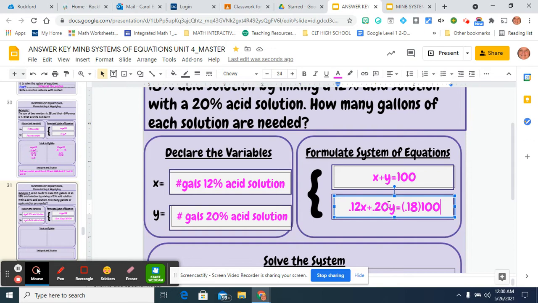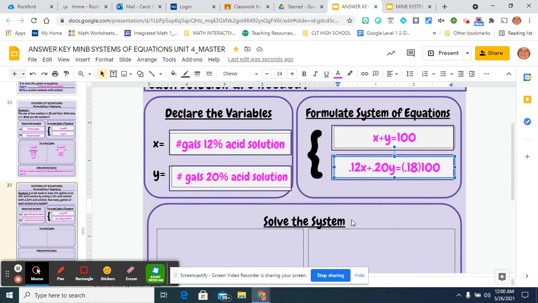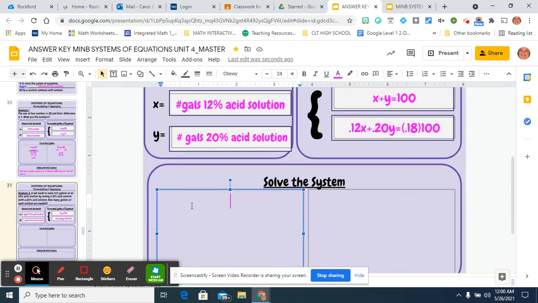So in looking at this, I don't really see anything that's going to match up easily for elimination, but I could easily convert this and isolate one variable and solve. So currently I have x plus y equals 100 and 0.12x plus 0.20y equals 0.18 times 100. So I can change these to be x equal, and I'm just going to put 100 minus y. So I isolated that x by moving the y over to the other side by subtracting it.